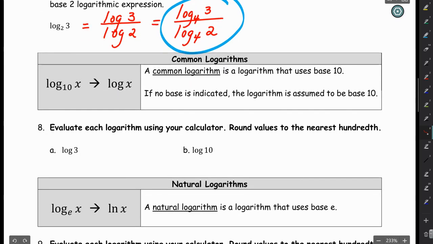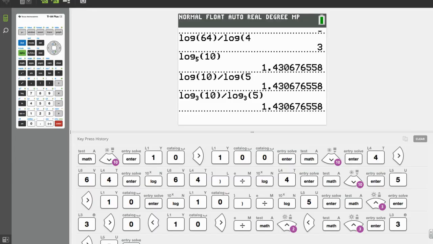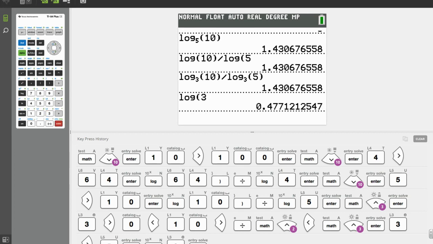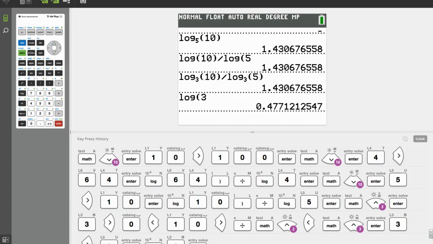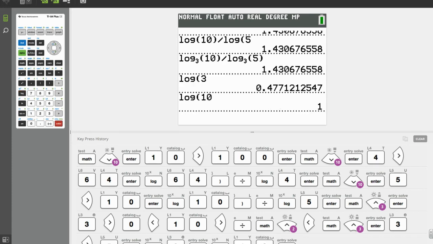And we can use the calculator button to do that. We're going to go ahead and enter log 3. Just use the log button. That means that log button is log base 10. And we get, rounded to the nearest hundredth, 0.48. And now we'll do log 10. And that gives us 1.